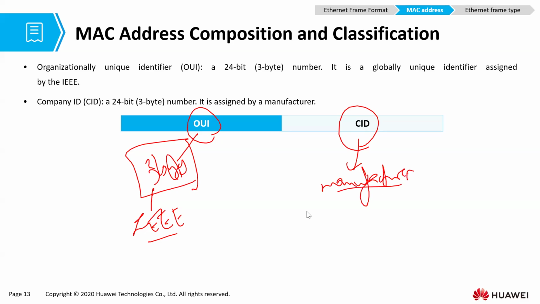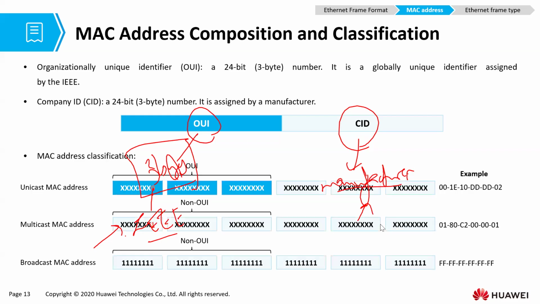So a MAC address is unique in the sense that the OUI is assigned by IEEE to the manufacturer, and then the other part is assigned by the manufacturer to specific devices. That's basically the composition of a MAC address. Then when you talk of classification, let me see.